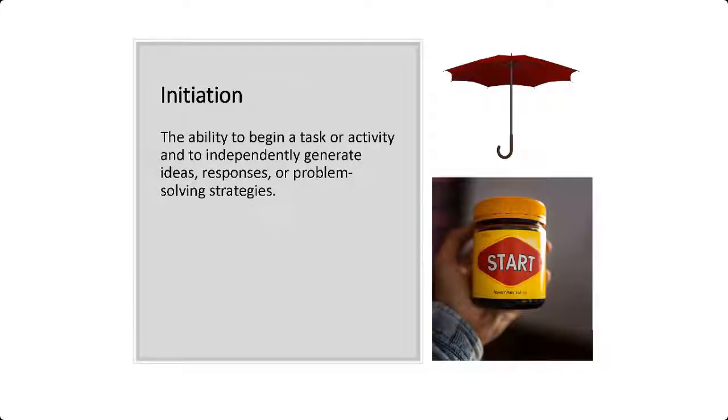Number 3, initiation. The ability to begin a task or activity and then independently generate ideas, responses, and problem-solving strategies. I think even as adults, we sometimes struggle with this initiation or this barrier to begin. Some students never begin and can't actually get up and running. Initiation is a good example of how a student might be struggling with executive function, but it's not actually a cognitive or an academic issue. When they do the task, they can do it, but they're just unable to get started.